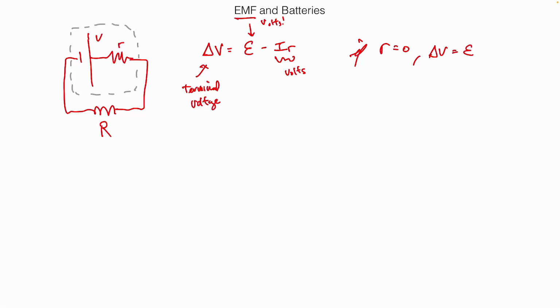That current, by the way, that's the movement of charge through the battery, through the circuit, right? That current would be the same through the internal resistance as it is through the external resistance, because this is all in series. More on that in a bit. But if little r, the internal resistance, is any bigger than 0, there's going to be a discrepancy between what you measure across the terminals and what the battery is trying to provide.